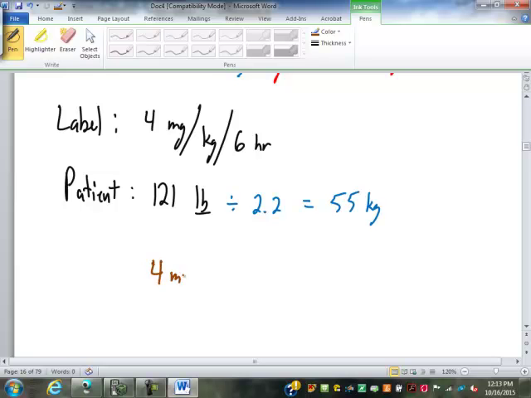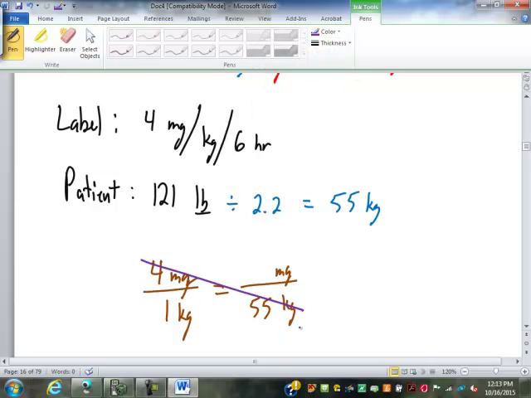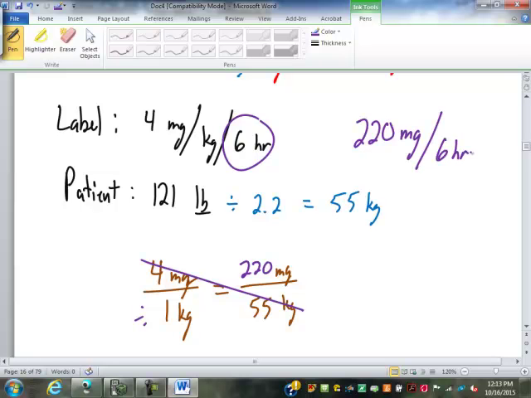So now it's 4 milligrams per kilogram per 1 kilogram. And again, usually set this up in a proportion. It'll be milligrams on top and kilograms on bottom so that the units stay the same. The 55 kilograms then goes on bottom. We cross multiply and divide. 4 times 55 is 220. Divided by 1, that's 220 milligrams. So this patient, we got to be careful to make sure we list this out. What's the dosage for this patient? Perfect. 220 milligrams, and we have to remember our time frame for 6 hours.